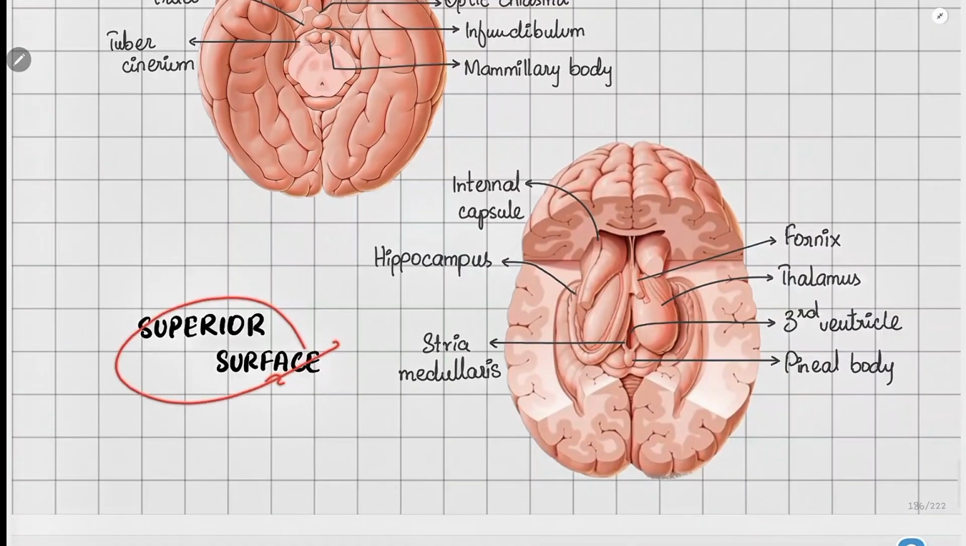On the superior surface, the structures observed are the hippocampus, the two thalamic nuclei, fornix, the stria medullaris, pineal gland, habenular nuclei, the cavity of the third ventricle, and the internal capsule.